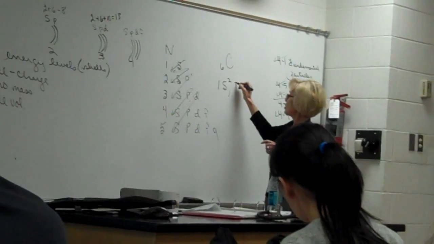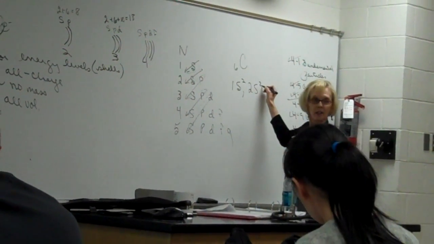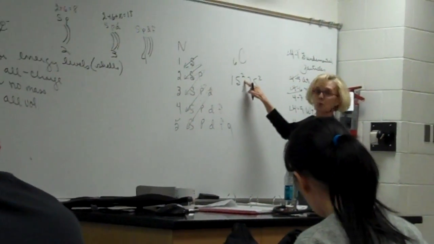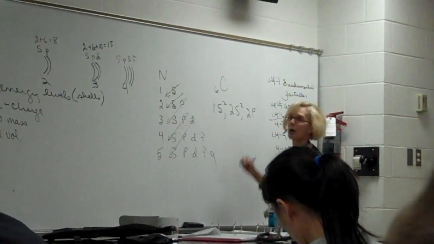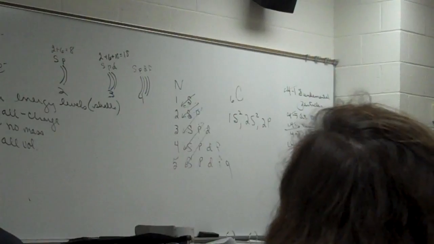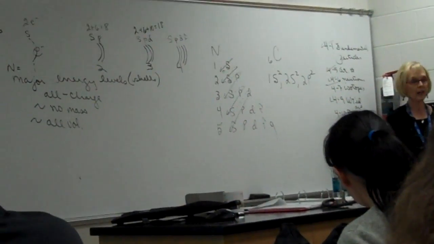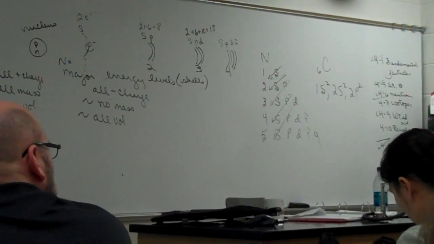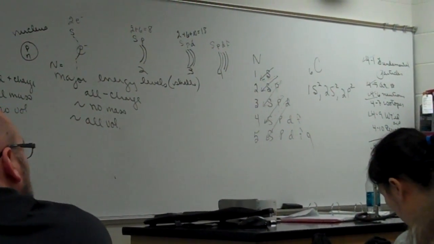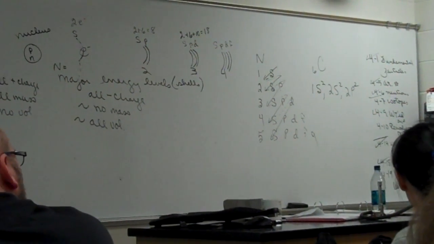1s2, 2s2, and I just use 4. See, the superscripts are your number of electrons. 2p, how many do I need? 2. And that is the electron configuration of carbon. The way you say it is 1s2, 2s2, 2p2. You don't say anything special for superscripts.